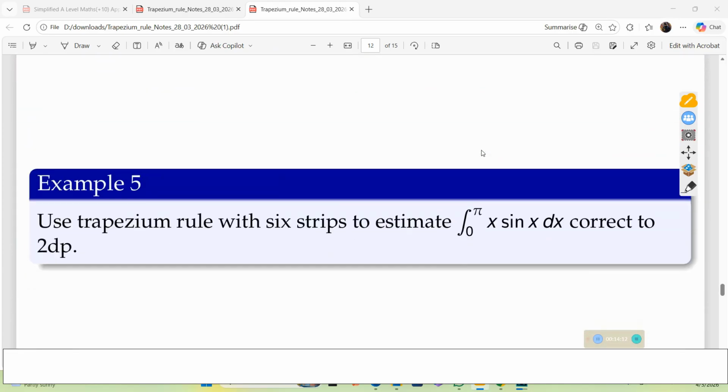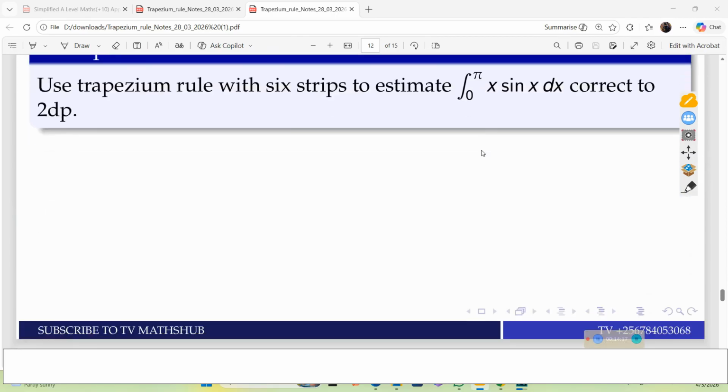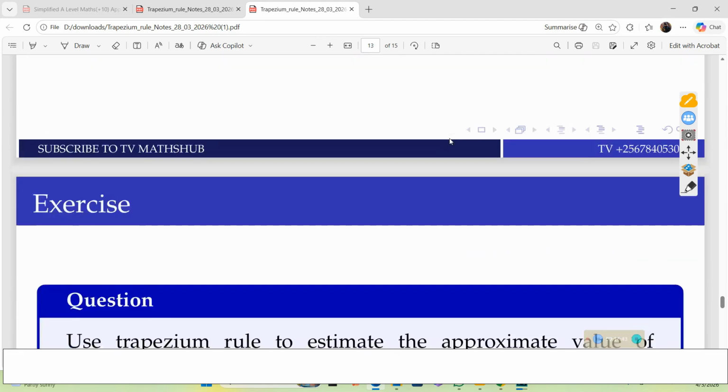So here is example number 5. Basically, this will be yours to try out. As I said, when you are dealing with expressions involving trig, make sure your calculator is in radians. You need to use the trapezium rule with 6 strips to estimate the integral. As I said at the start, strips and number of sub-intervals are the same. But in case they bring in ordinates, then you should know what to do. So make sure you deal with this question here.